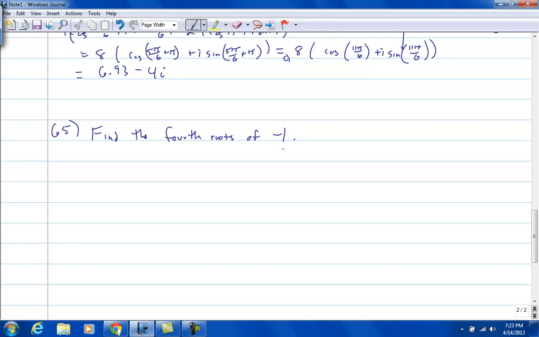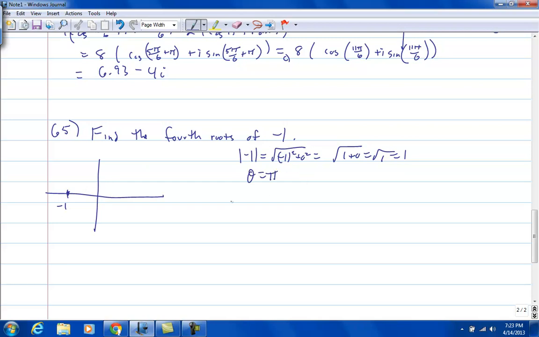And so this is going to be interesting. First of all, let's think about negative 1. Negative 1 would be just right here. There's no height to it. There's no imaginary part. And so the magnitude of negative 1 is going to be the square root of negative 1 squared plus 0 squared, square root of 1 plus 0, square root of 1, which is 1. And what is our angle on that? The angle is pi.